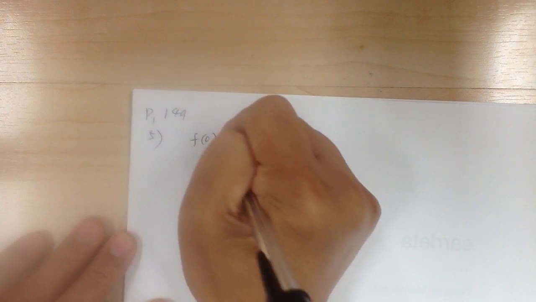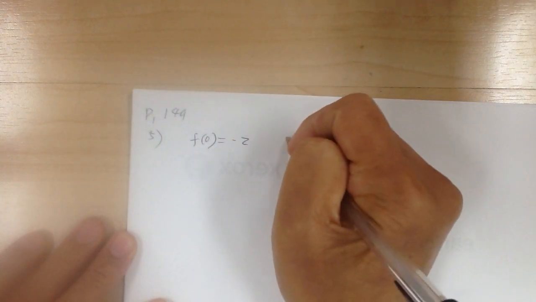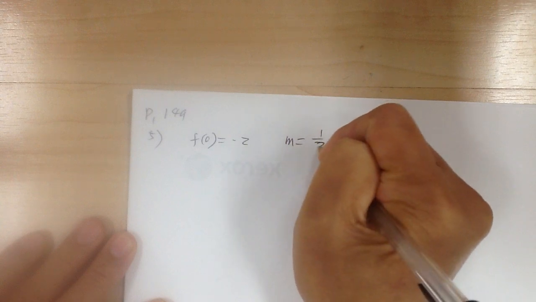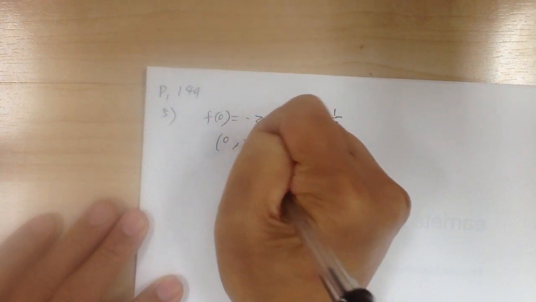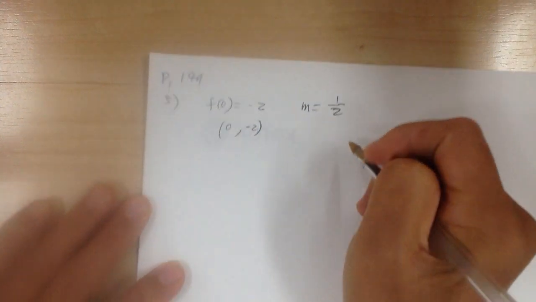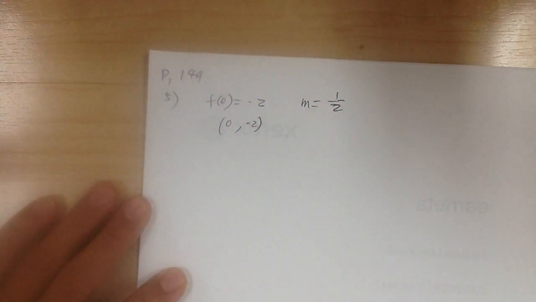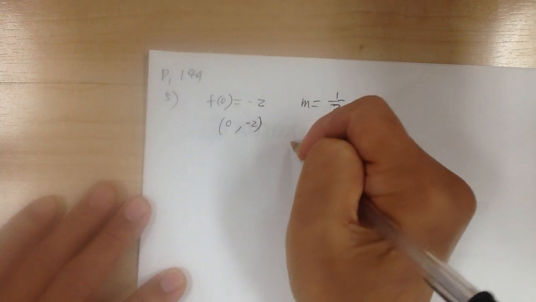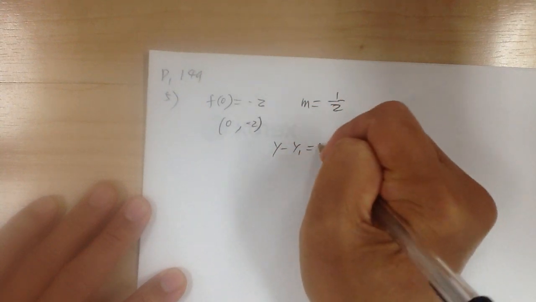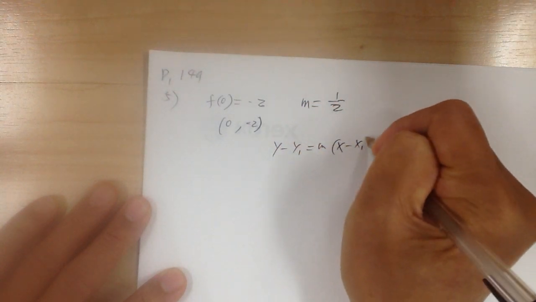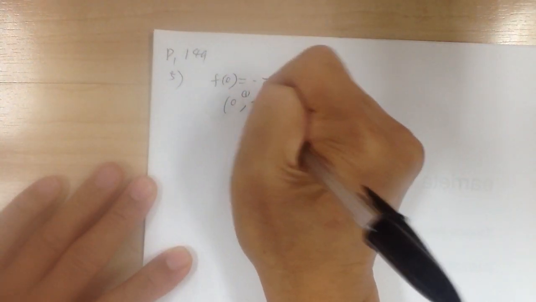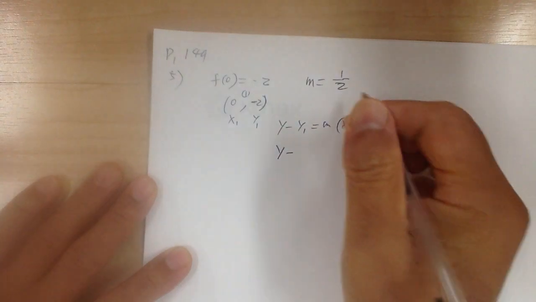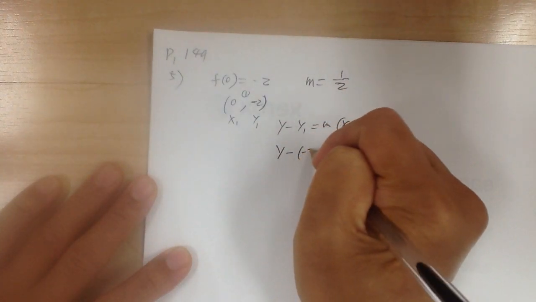Number 5: you have f of 0 equal to negative 2, and the slope of the graph equal to 1/2. Again, this means it's the point (0, negative 2). Let's use the point-slope form: y minus y1 equal to m times x minus x1. This is your first point, x1, y1, so y minus negative 2.